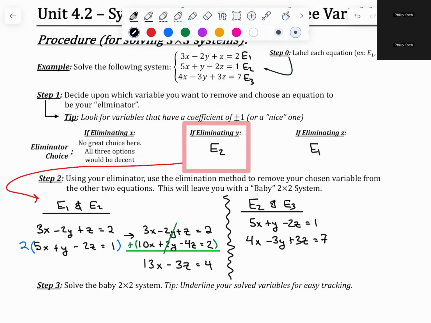This time, we're still removing y. We're still eliminating y. So we need to multiply the top equation by positive 3 so that they have the same number but opposite signs. Well, this one by 3, which will lead us to 15x plus 3y minus 6z is equal to 3. Squeeze it in there if you can. And then 4x minus 3y plus 3z is equal to 7. And we will add those two things together.